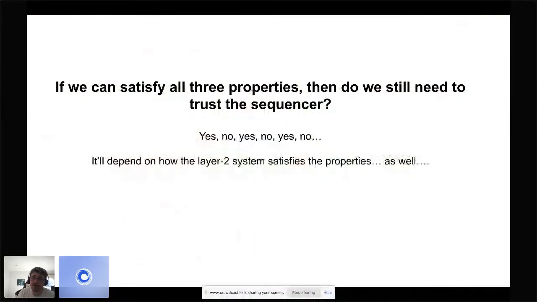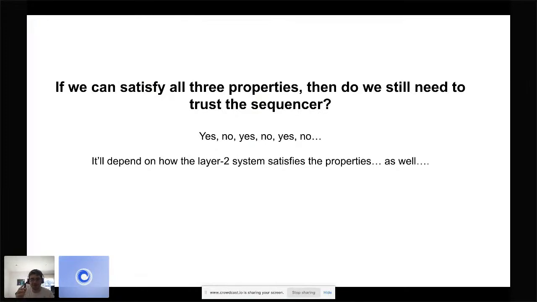We can satisfy all 3 properties. Then do we still need to trust the sequencer? And of course, the answer is going to be yes, no, yes, no, yes, no. Because one, it'll depend on how well we have solved those security properties.